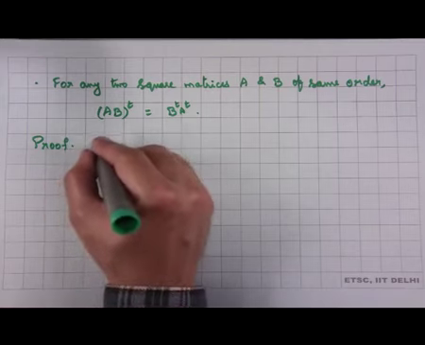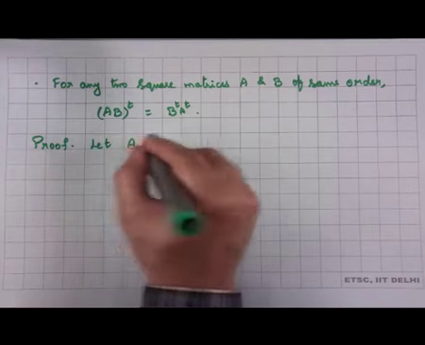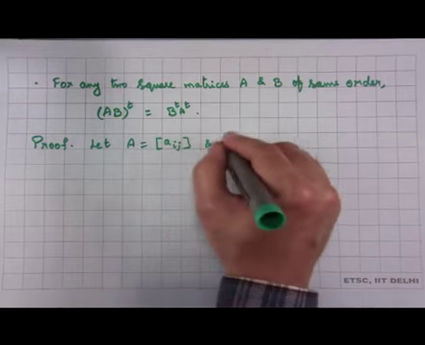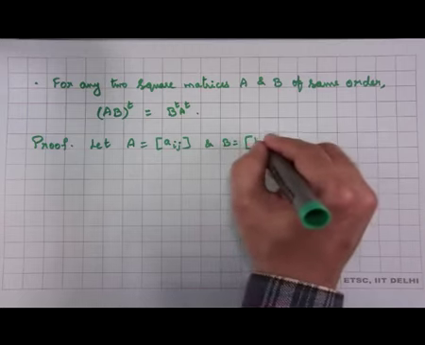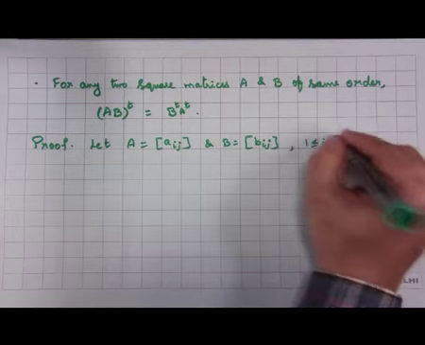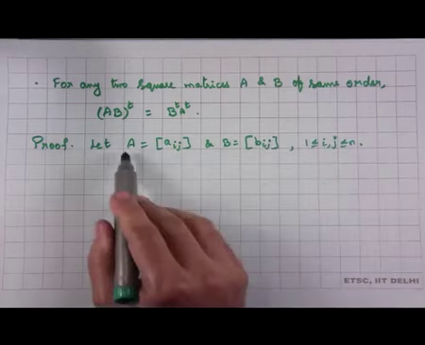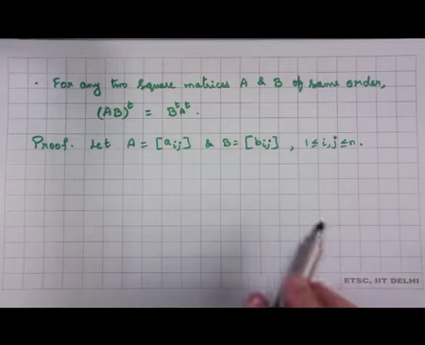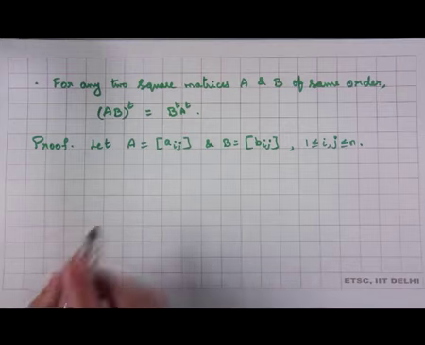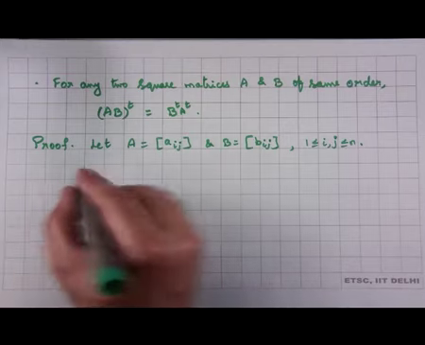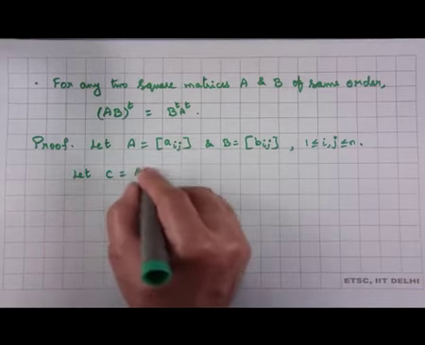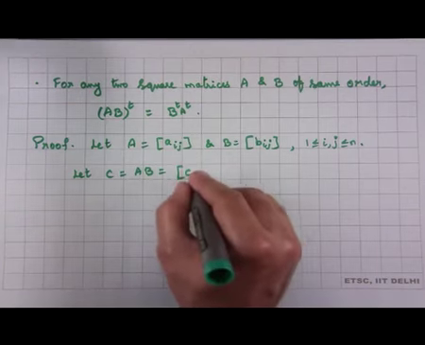As usual, let us write A as Aij and B as Bij, right, wherein 1 less than or equal to i, j less than or equal to n. That means we are assuming that A and B are of order n by n, and this is possible because it is given that A and B are of the same order and they are square matrices. Now, let C equal AB, let me write it as Cij.